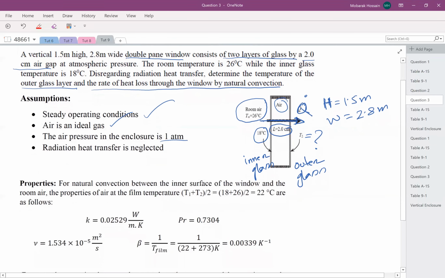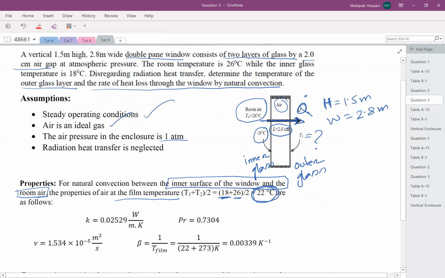Okay, now for the natural convection between the inner surface of the window and the room air, the properties of air at film temperature. So here room temperature is given 26, inner surface temperature for glass is given 18. So film temperature will be the average of these two, 22 degrees Celsius.